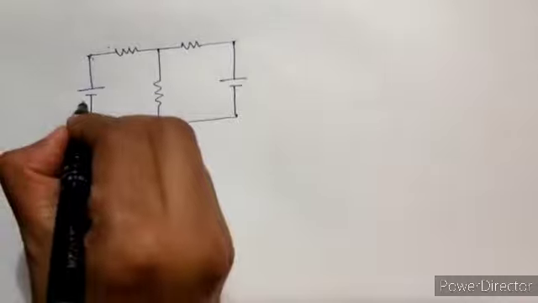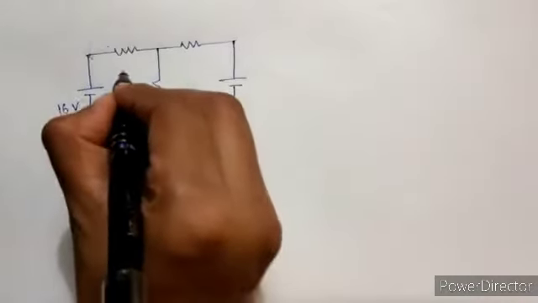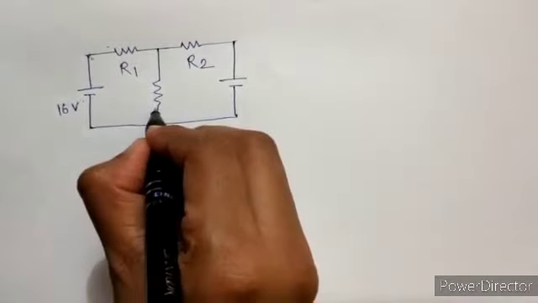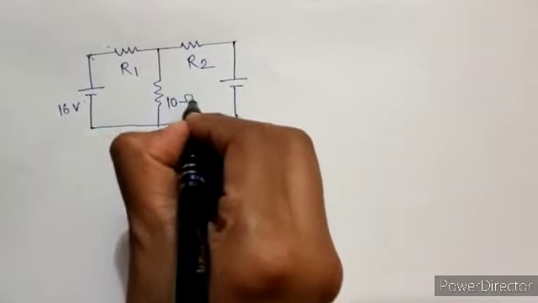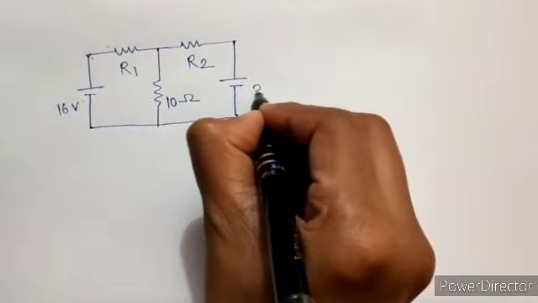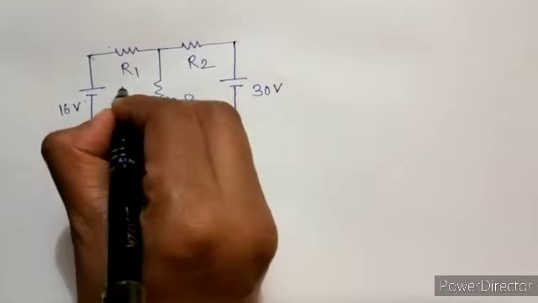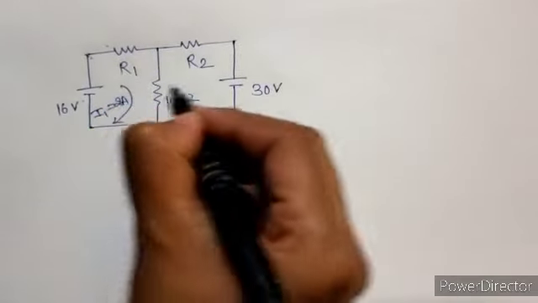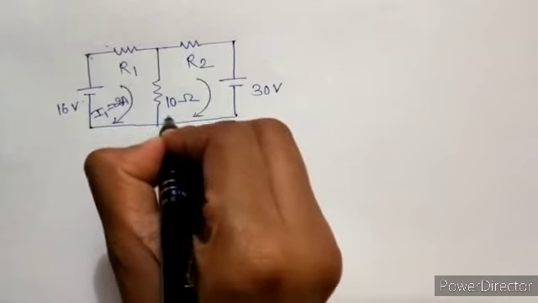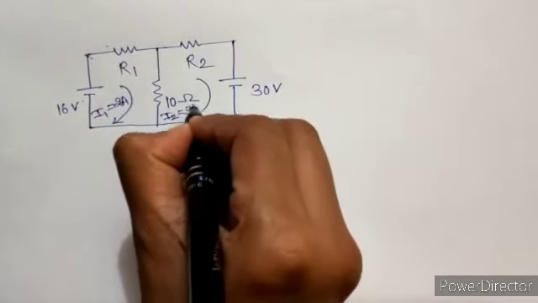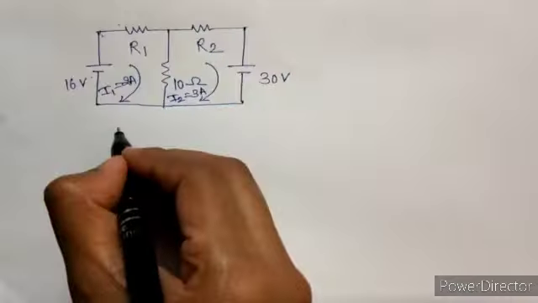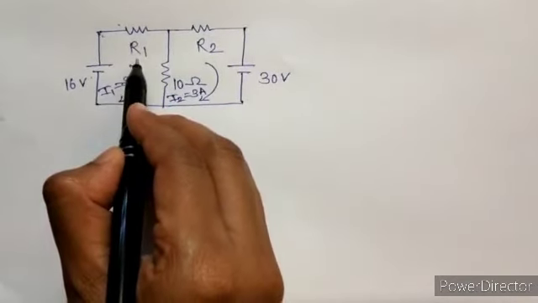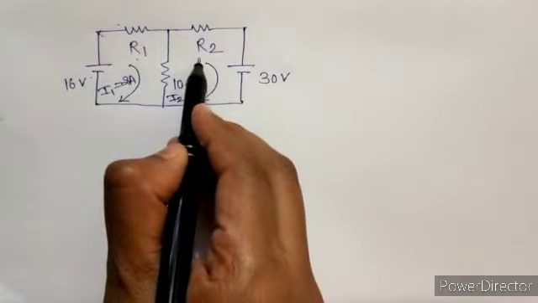In which the value of this voltage is 16 volt. This is R1, this is R2, and the value of this resistance is 10 ohm. The value of this voltage is 30 volt. We also know the value of current I1 is equal to 2 ampere and the value of current I2 is equal to 3 ampere. In this circuit, we have to calculate the value of resistance R1 and R2.